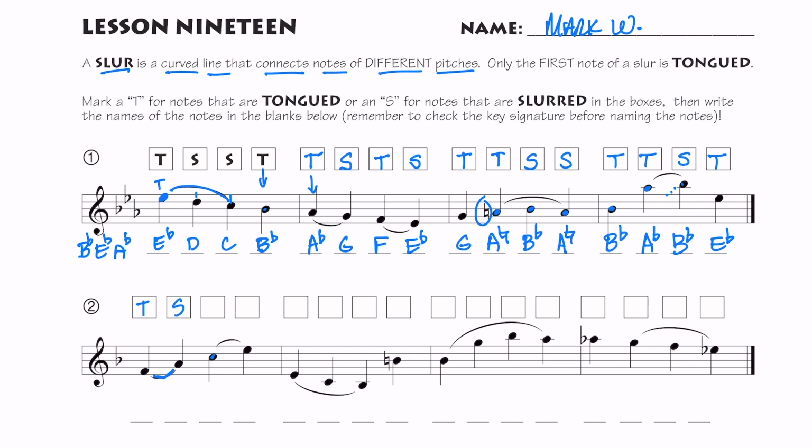So tongue that note, slur that note, tongue that note. Now I've got 3 notes, so the second 2 are slurred. That note's by itself. This note is tongued. Now I've got 4 notes that are together under that slur marking. Tongue. Here's a note by itself. Tongue, slur, slur. All right.